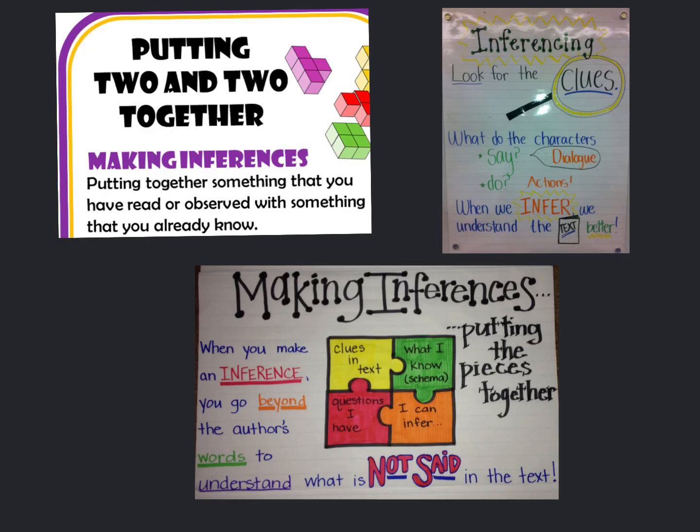All right, to sum it up, inferencing is putting two and two together. We make inferences by putting together something that we have read or have observed with something that we already know within our schema, or our background knowledge. When we do our inferencing, we have to look for those clues within the text. Something that's really important to do is to pay attention to what those characters say and do. Their quotes, that dialogue, and the actions can tell us a lot about what's going on. When we infer, it helps us to better understand that text.